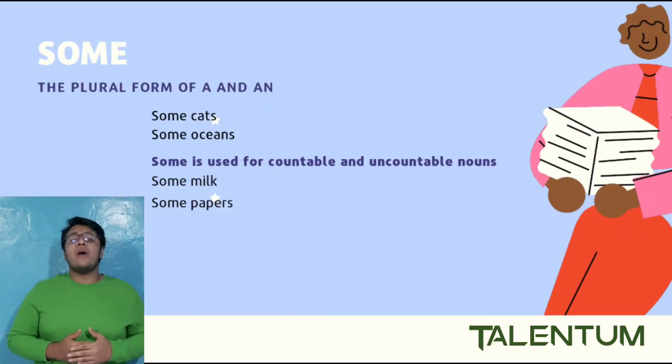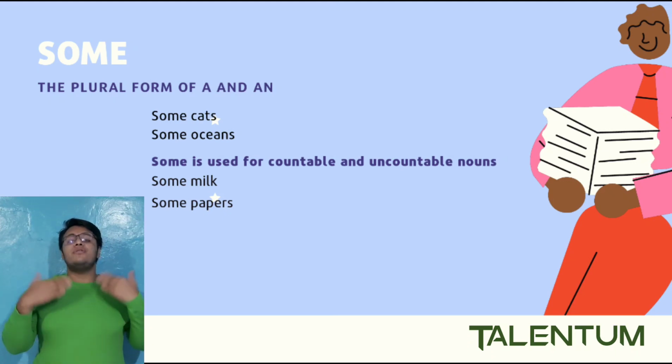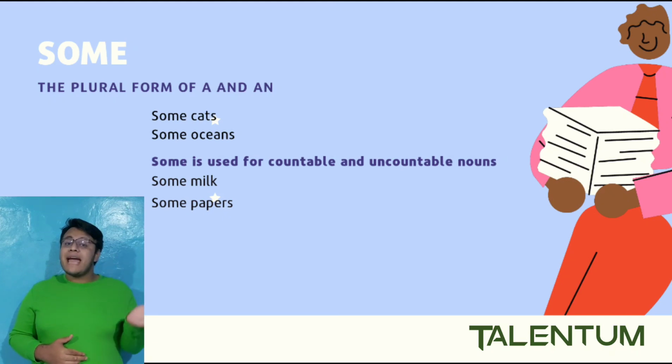Now we're going to see how to address things when they are plural. In this case, we're going to use some. Some is used when things are plural for a and an. And we're going to see now some examples. We have some cats and some oceans. In the case of some, it's used either for countable or uncountable things. It means things that we can count or things that we cannot count. For example, some milk. The milk cannot be counted. We can count a carton of milk, but milk cannot be counted.